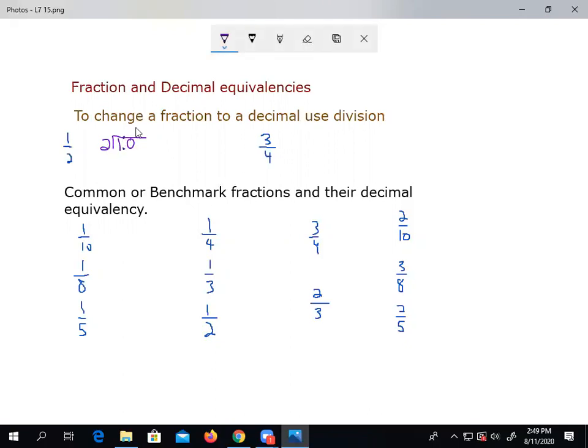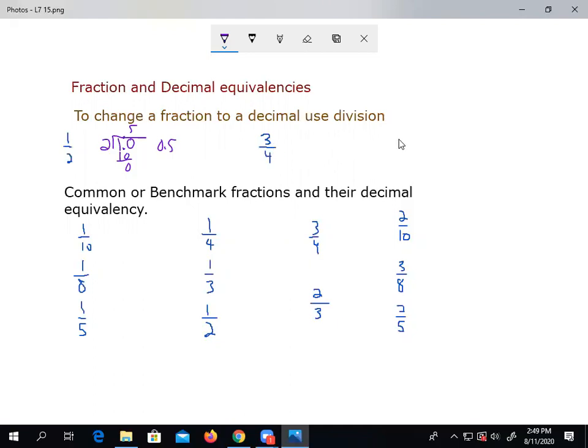And 2 goes into 10 5 times. And 5 times 2 is 10. So my remainder is 0. So we end up with 0.5. So 1/2 is equivalent to 0.5. One's in fraction form and one's in decimal form.